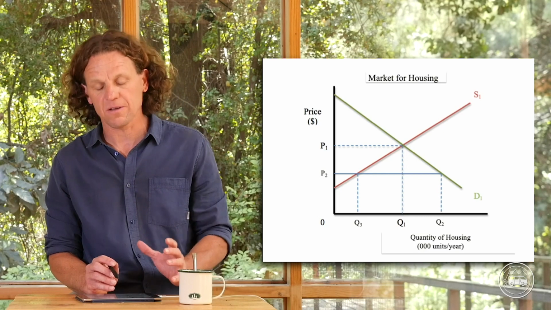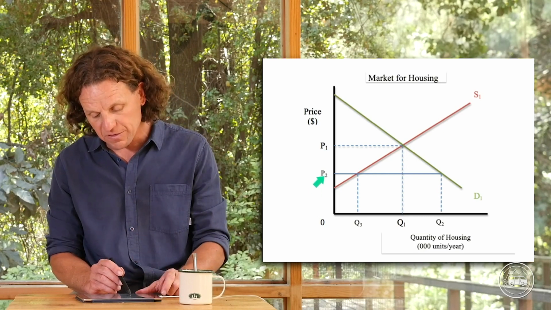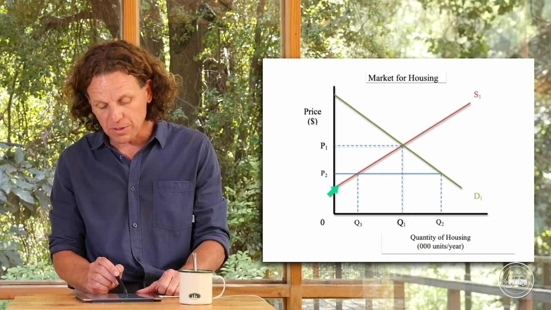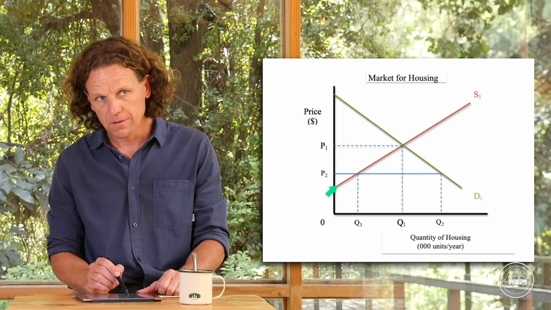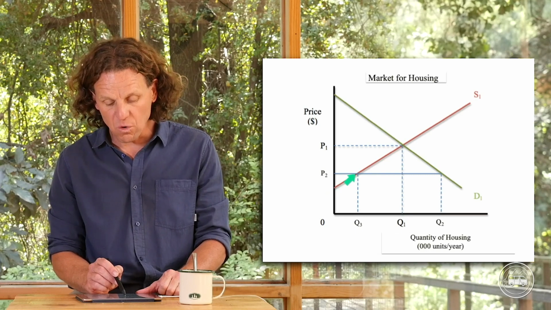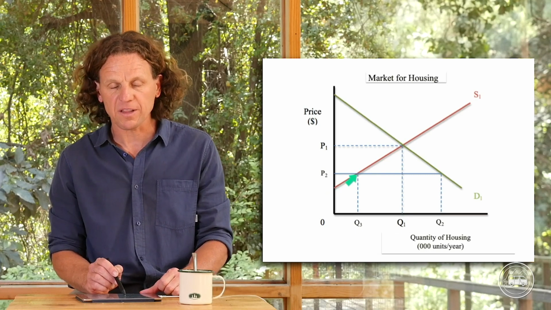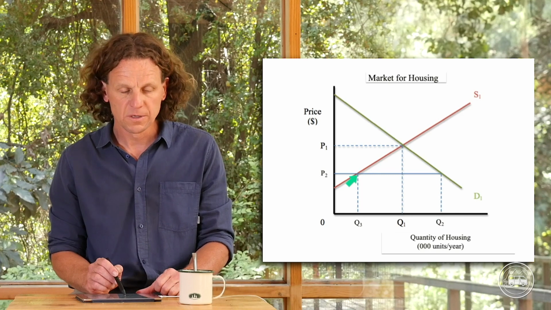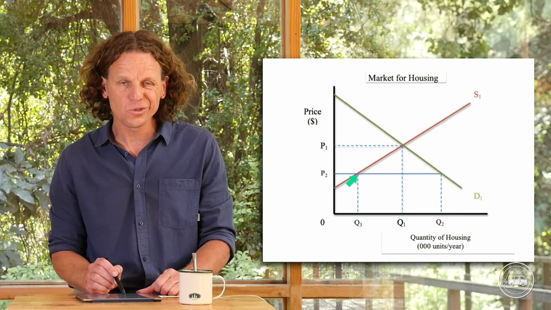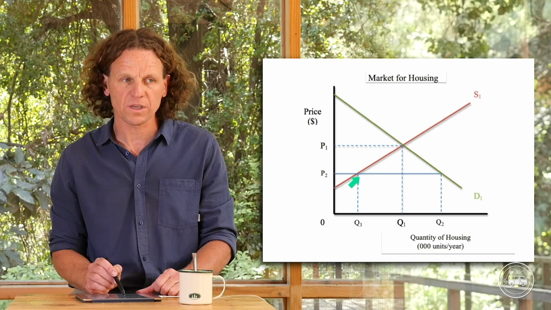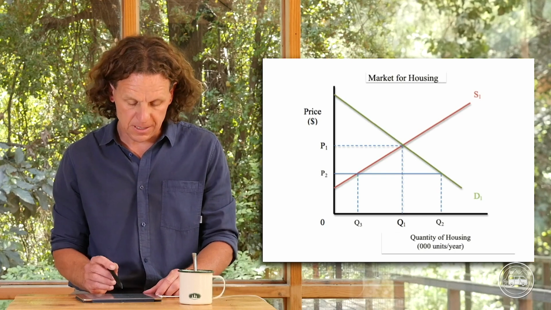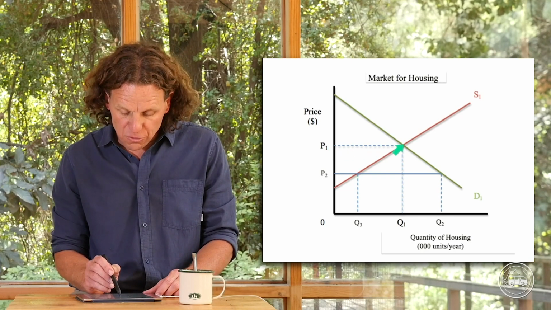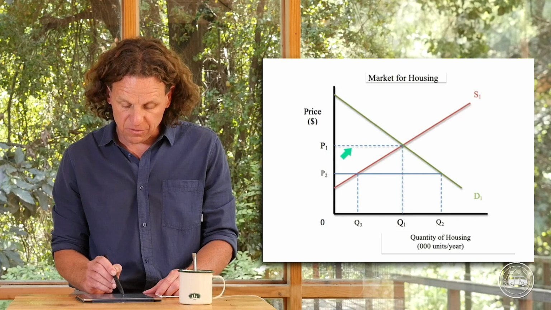Now, what's happening here? What is happening is the government says that no suppliers of housing can charge more than P2. This happens in a lot of large cities around the world, where housing has gotten too expensive for what the average wage is, okay? And when they do that, something very interesting happens, right?